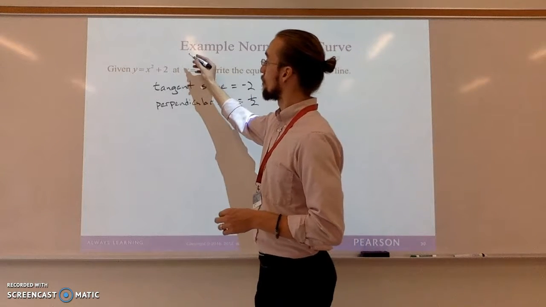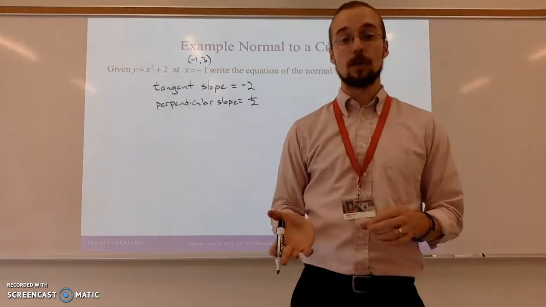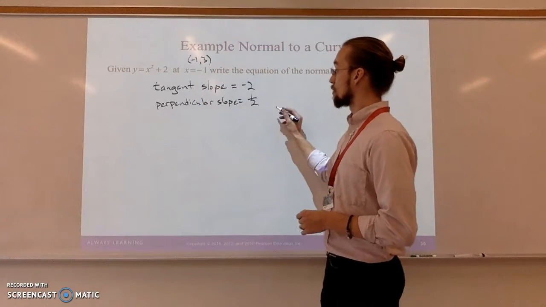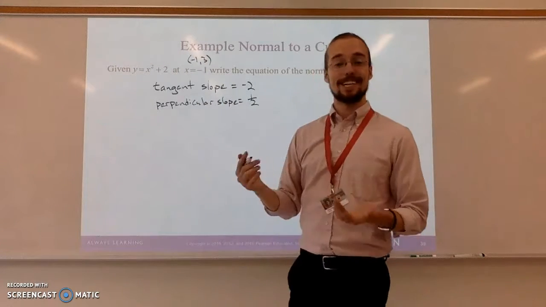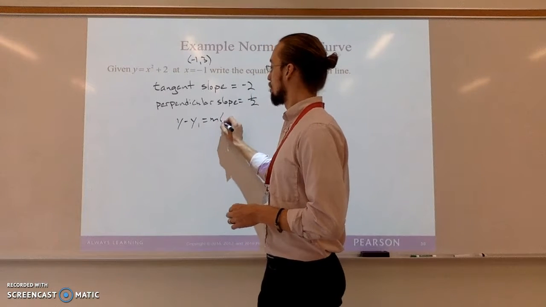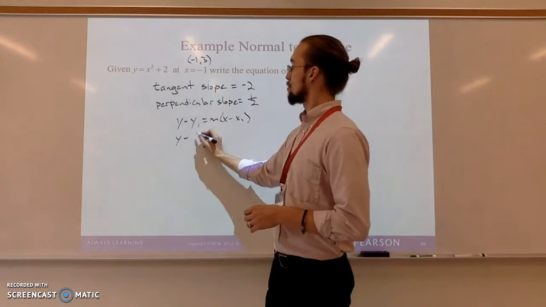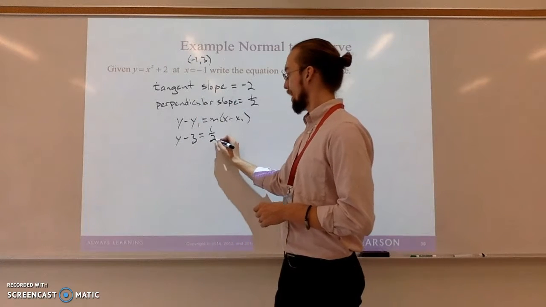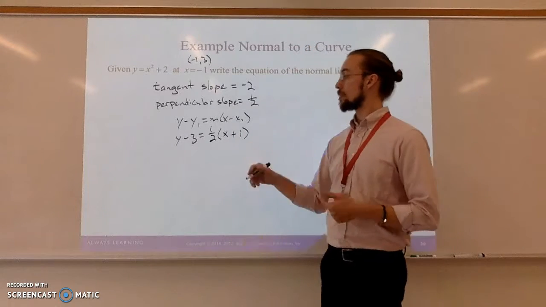And we already found that that entire coordinate point was -1, 3. So that's all the information I have. I've got my slope is 1/2, my point is -1, 3. I'm going to plug that information into point slope. So y - 3 equals 1/2 times x minus -1, so x + 1.